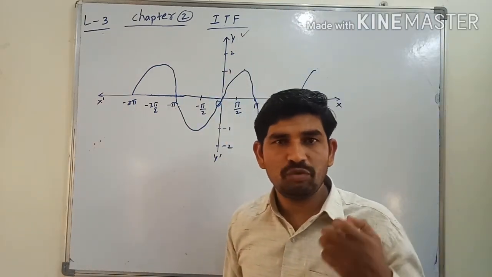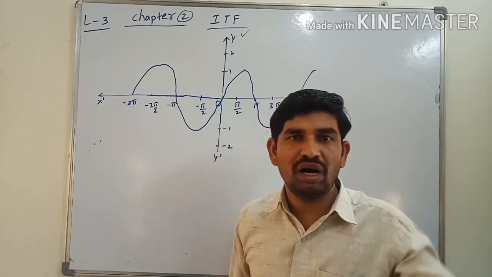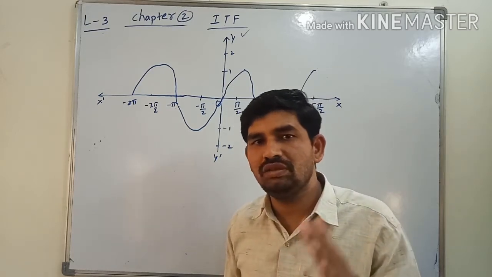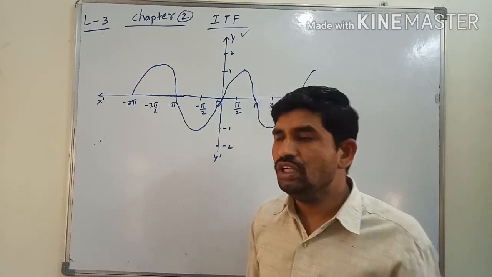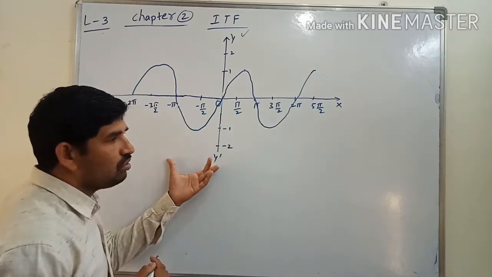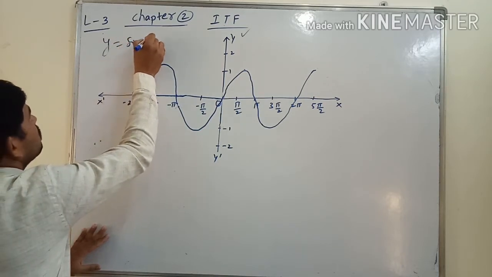So directly I am going to take up the inverse trigonometric function, because the required introductory material was completed in the first and second lectures. Now I will take the graph of the sine function. This is the graph of the sine function, y is equal to sine x.